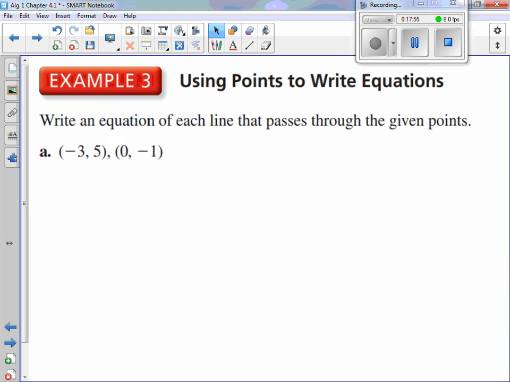let's look at the last type of problems we're going to look at. We're going to write the equation of a line in slope-intercept form. This time we're given 2 points.